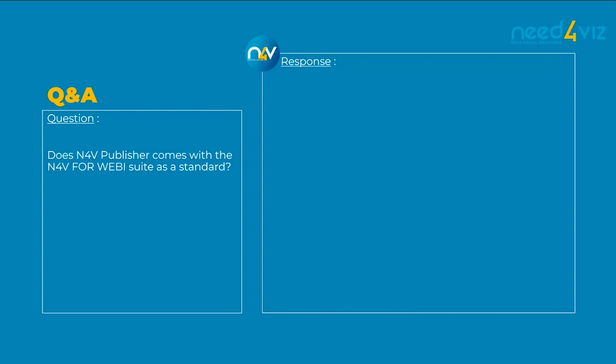Yes, it does. There are different editions of N4V for Webby, but for the sake of today's conversation, the suite includes all 4 capabilities. So an awesome set of interactive data visualizations, some really amazing data analysis capabilities from within Webby, the online and offline mapping that you saw today in Google Maps, and then finally the publisher capability. So all of that is available in the suite.